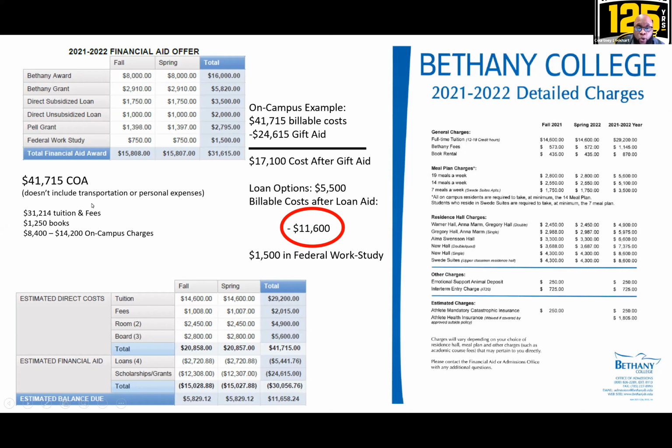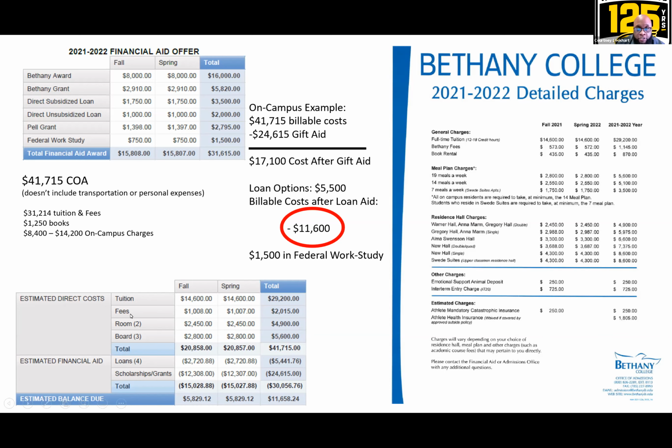So their cost of attendance, which as noted here, does not include their transportation or personal expenses. So it doesn't take into account their indirect costs as far as this totaled amount there. So their $31,214 is their tuition and fees. Then they have their books, which is typical for a year, about $1,250 is what we tell students to budget for an academic year. And then $8,400 to $14,200 would be for on-campus charges. And as with any institution, more than likely that's going to be based upon their room selection. And of course, what amenities that they opt to have.